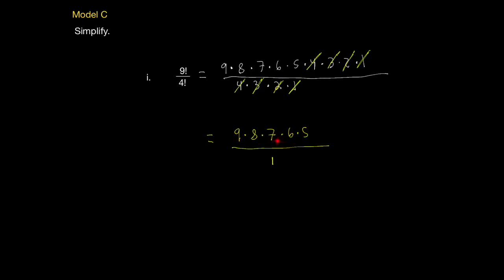And I can input these values in my calculator, and I get a total of 15,120. And dividing by 1 is not going to change the value of the expression, so I can leave it as just 15,120. And that's the simplification of 9 factorial over 4 factorial.